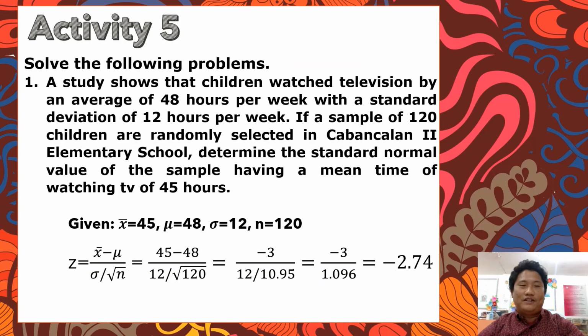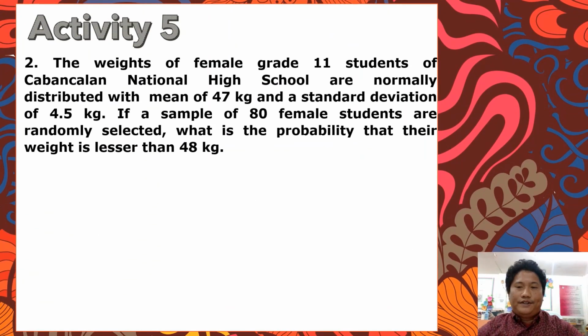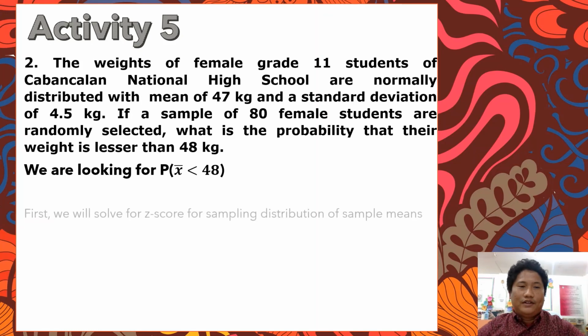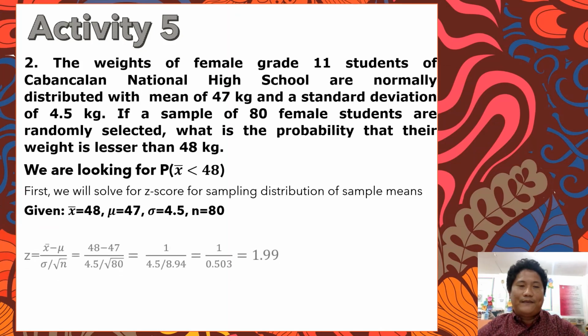Moving on to our second problem. We are looking for the probability which is less than 48. First we will solve for the z-score for the sampling distribution of sample means. Given that the sample mean is 48, our population mean is 47, our standard deviation is 4.5, and our sample size is 80.